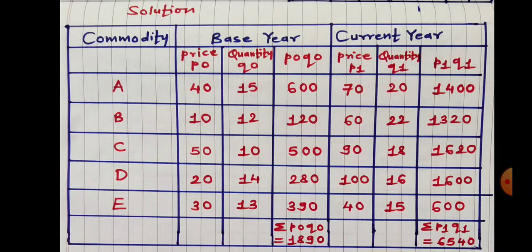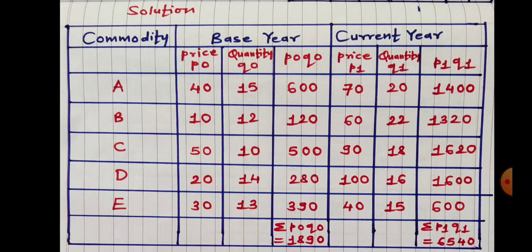So 600, 120, 500, 280 plus 390, we get 1890. So sigma P0 Q0 is equal to 1890. After that, we have to find out P1 Q1, that is P1 multiplied by Q1.